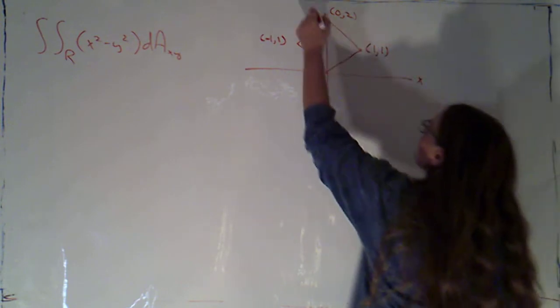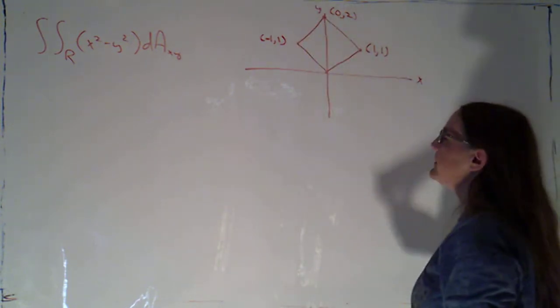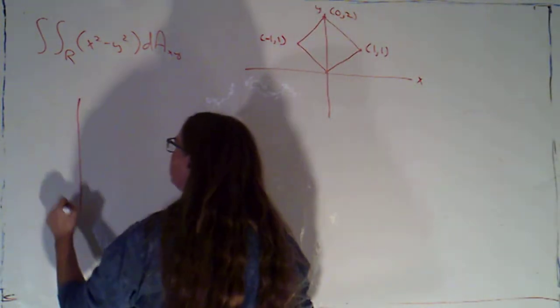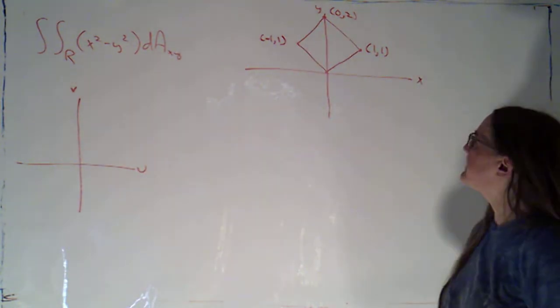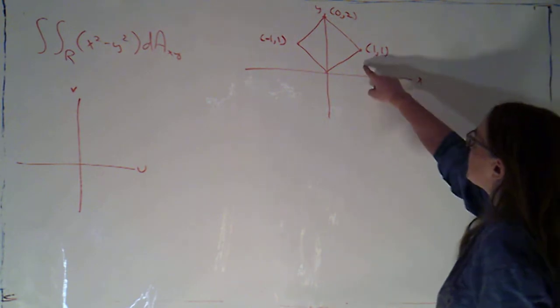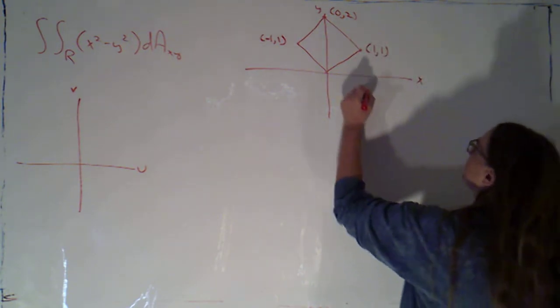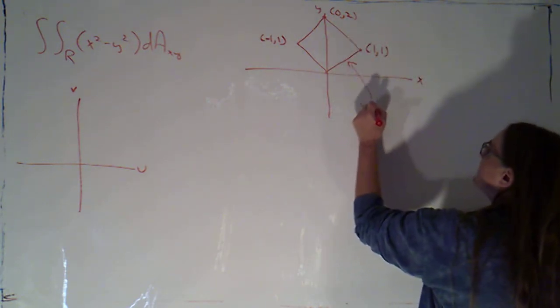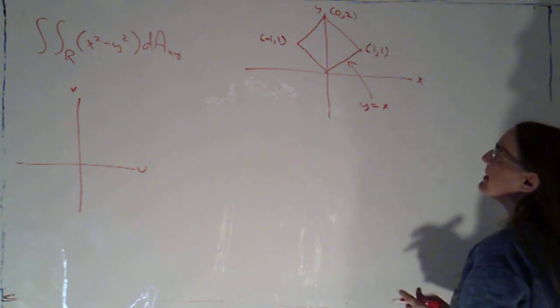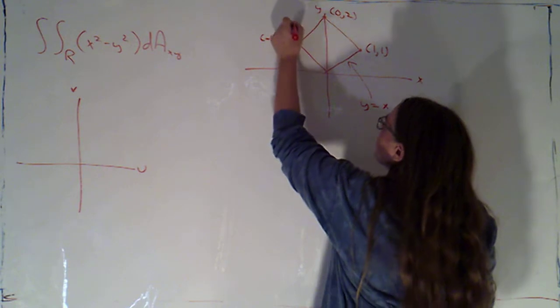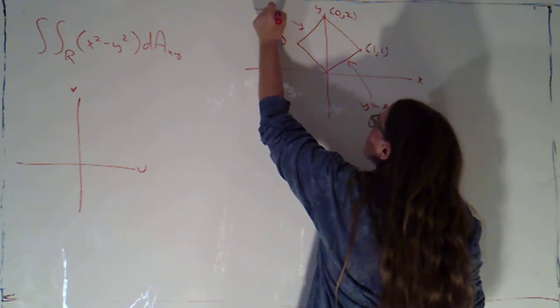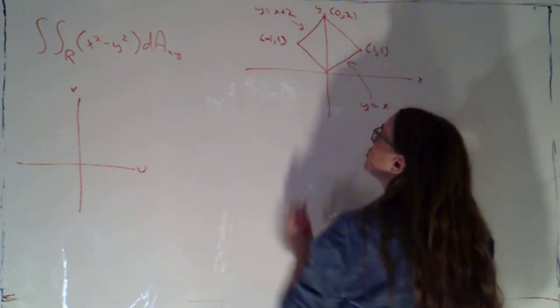This was in the xy plane. I'm hoping there's some nice region in the uv plane that I can map to that. So the key is this diamond here is a parallelogram. Notice that this is just the line y equals x. This line that goes from -1, 1 to 0, 2 also has a slope of 1. So this is just y equals x plus 2.